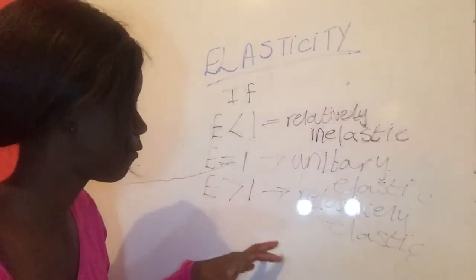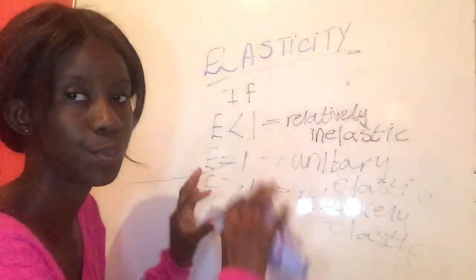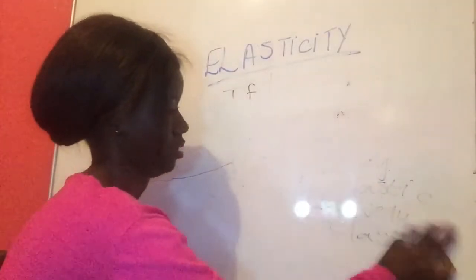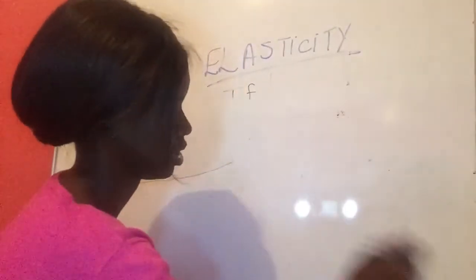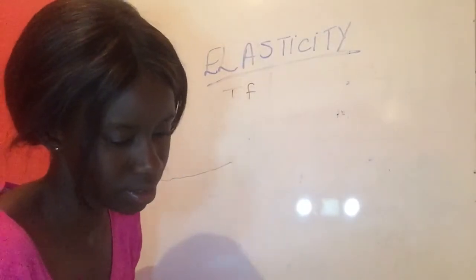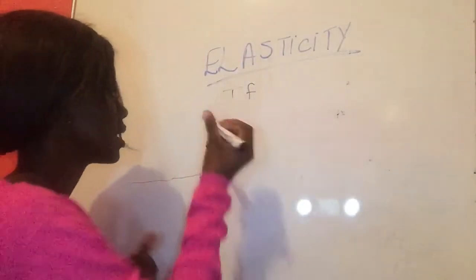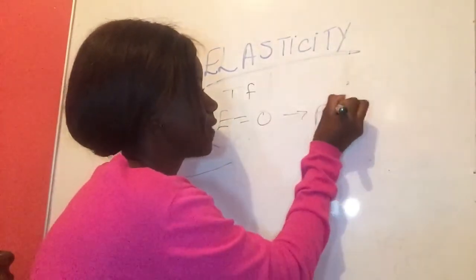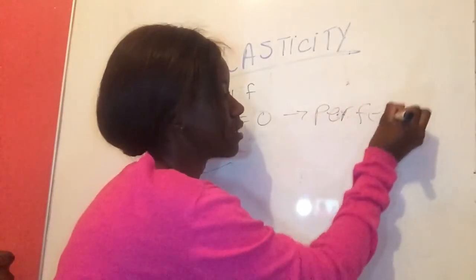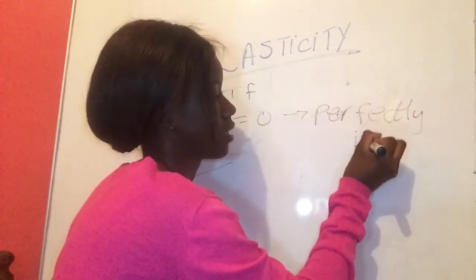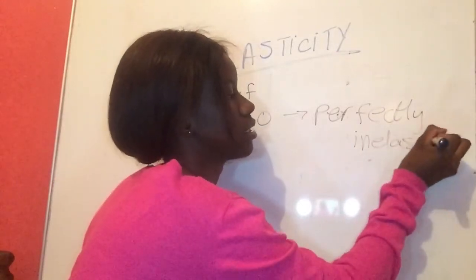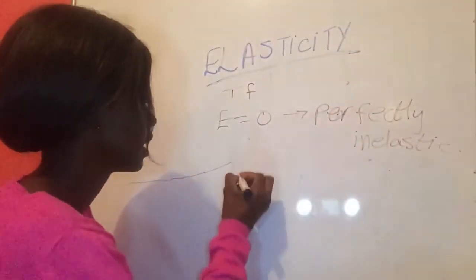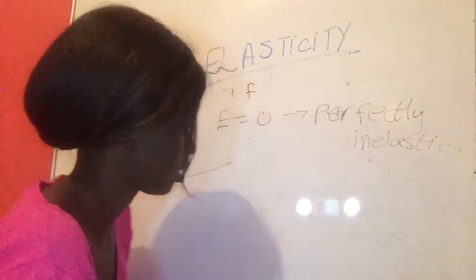For the third and fourth thing, I'll have to erase this. I hope you're clear on this. Let me just quickly erase that. When elasticity is equal to 0, then this is perfectly inelastic. Graphs that are perfectly inelastic look a little something like this.